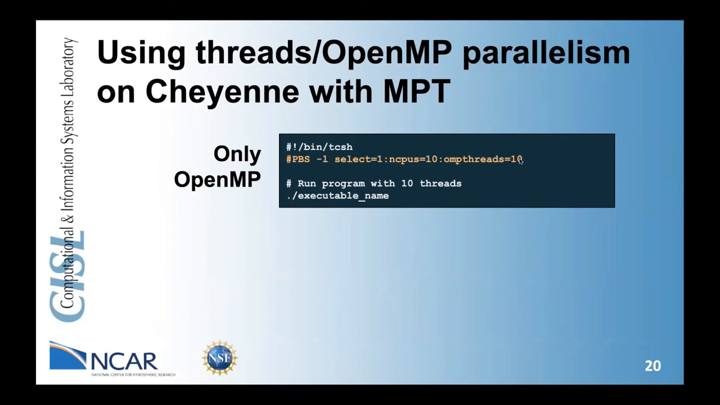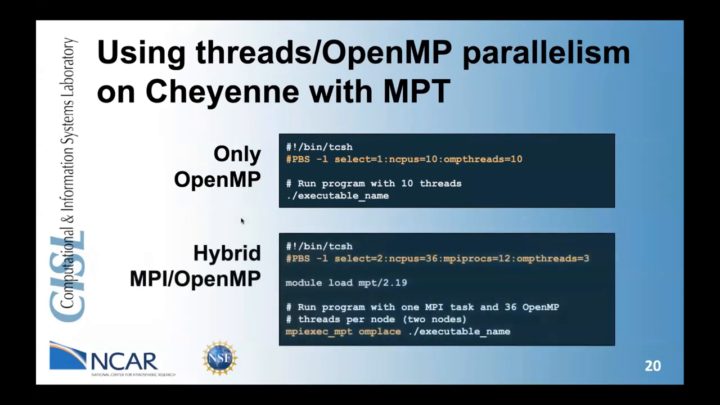You could also, above that executable name, above the program, set OMP_NUM_THREADS yourself to some other value if you wanted, but setting it in the PBS command will go ahead and set it for you automatically. And then it's a little trickier if you want to do hybrid OpenMP and MPI jobs. So again, the select line here in this example, I'm selecting two nodes, 36 CPUs on each node. But then instead of using 36 MPI ranks on each node, I'm using 12, and I'm having OMP_NUM_THREADS set to 3. So you can see if you multiply 12 by 3, that gives you 36.